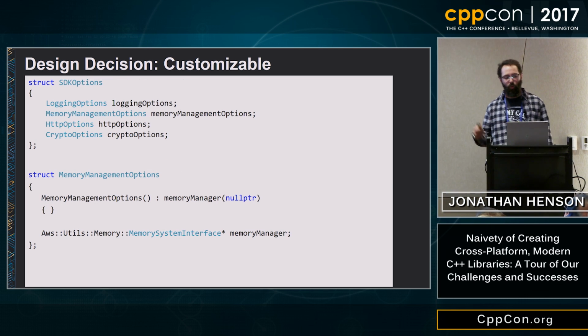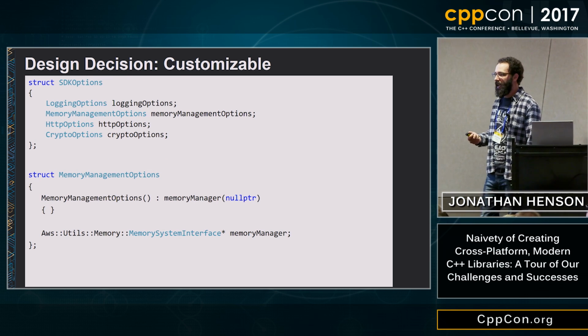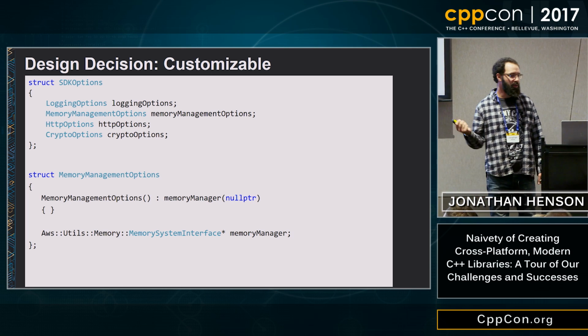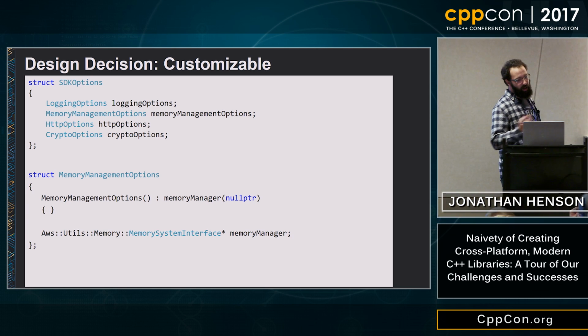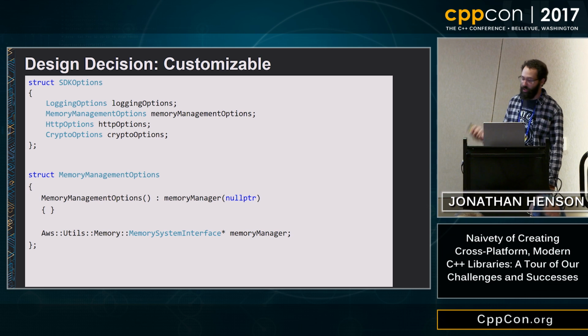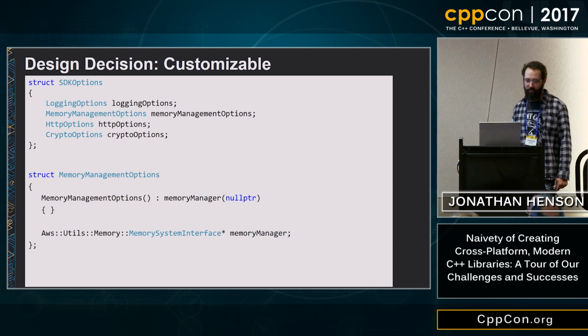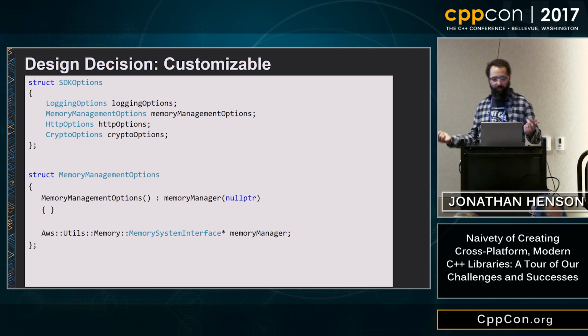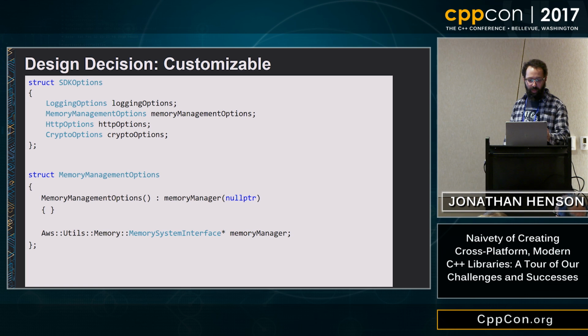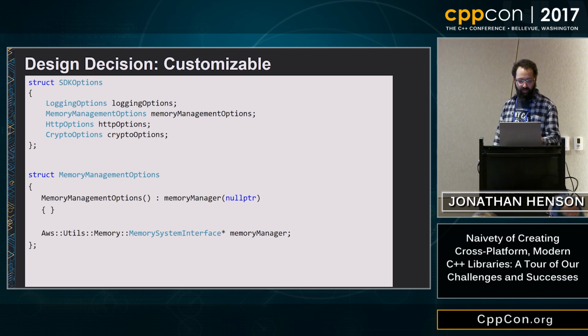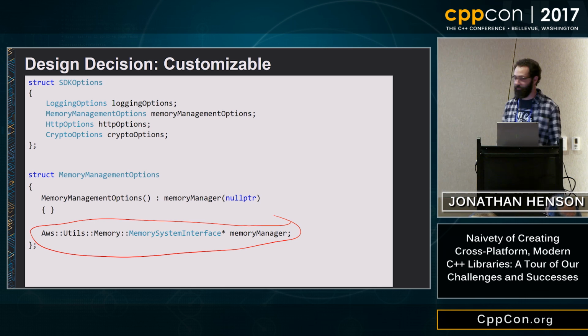And then for the more global options, that should be SDK wide, so not scoped to a single client, there would be logging options, memory options, HTTP, crypto, and so on. And here's an example of one of them. With memory options, we just take a pointer to a memory manager. Done.